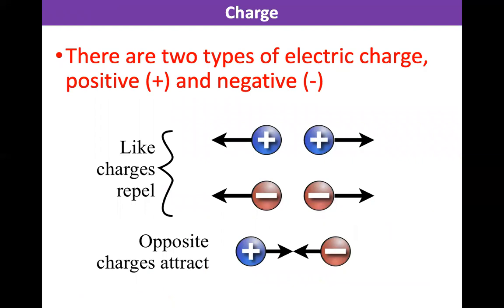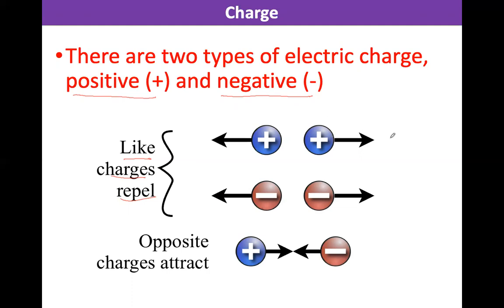If you remember, in your atoms topic from year 7, we spoke about different types of electrical charge. Electrical charge can either be positive or negative. If we have charges that are the same, or like charges, they repel each other. If we put 2 positively charged objects near each other, they'll repel each other. If you put 2 negatively charged objects next to each other, they will also repel each other.